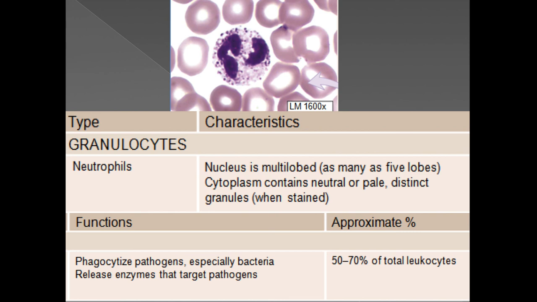Now, as far as function is concerned, it is a phagocytic type cell and it eats bacteria. That's all I want you to know for the function. And then I would like for you to write down or make a note that they are the most abundant leukocyte that we have, most abundant white blood cell that we have.